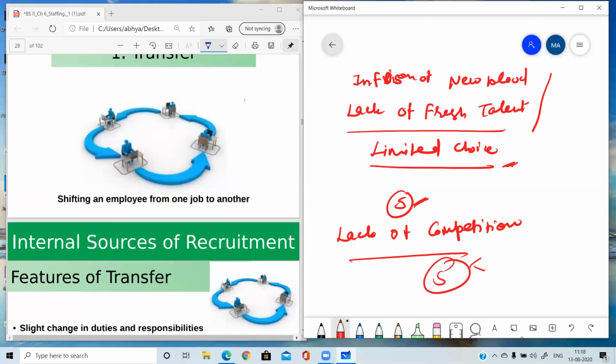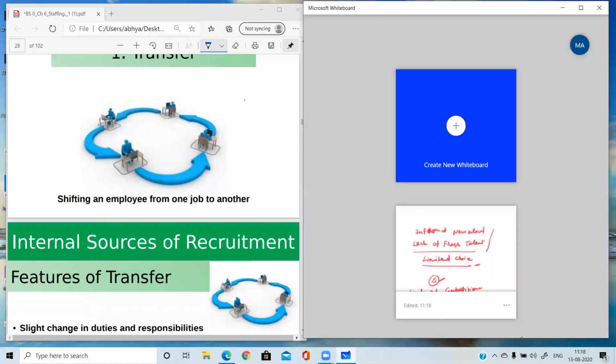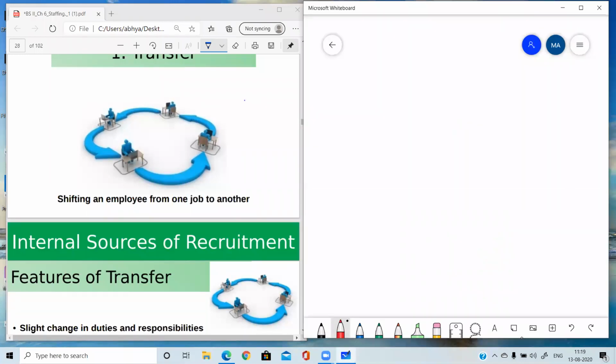So all these are the demerits of the internal sources, because every picture has two sides, positive sides and negative sides. So internal sources have merits as well as demerits. So we have to use them very, very carefully. And one more thing I want to tell you here, that no business can depend only on one source. At a time, each and every business is dependent on both the sources. Some positions are filled with the internal sources and some are filled with the external sources.